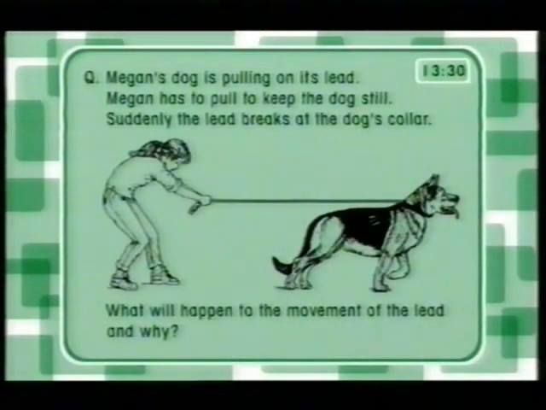Test yourself. Megan's dog is pulling on its lead. Megan has to pull to keep the dog still. Suddenly, the lead breaks at the dog's collar. What will happen to the movement of the lead and why?